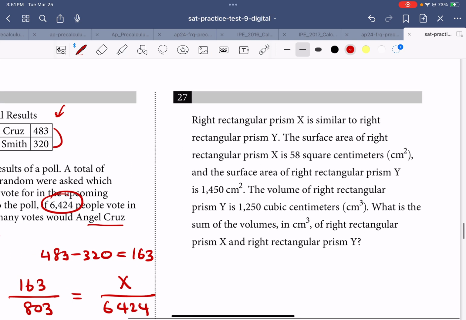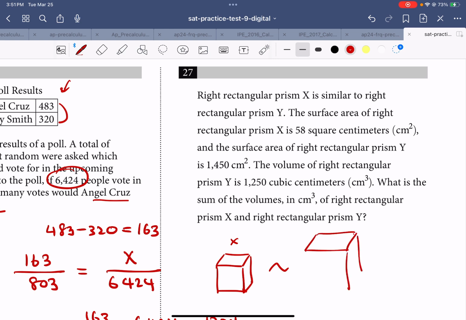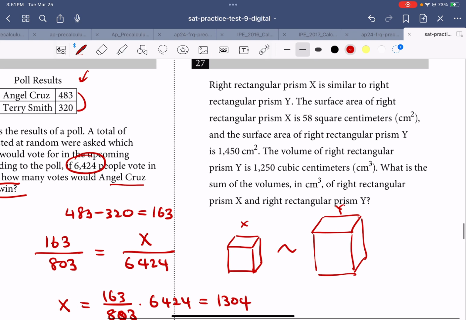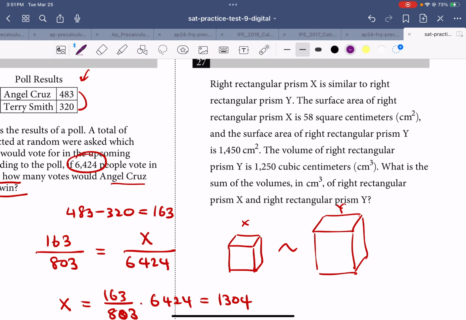Now the last one here, the right rectangular prism X. I'm going to draw rectangular prism X. That's rectangular prism X, which is similar to rectangular prism Y, a little bigger. So this is Y, and they're similar. Similar means they have some kind of scale factor. What they gave you is the surface area of X is 58.